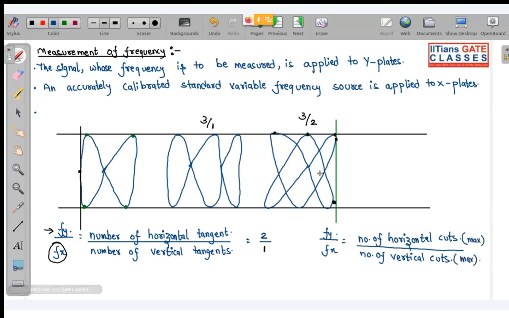Now let me show you in this. If both formulas are correct, this ratio will remain the same. First of all, let us see the horizontal cuts. So this is one horizontal cut. If you take this horizontal cut over here, you can see that you will get 1, 2, 3.